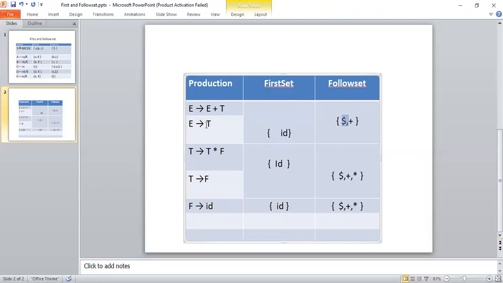And according to this, follow of T is equal to follow of E. So for T, directly copy the follow of E value. So dollar and plus I copied, and according to this, follow of T is equal to star. Star followed by T, over. Now according to this, follow of F is equal to follow of T. What is the follow of T? The same value is copied to follow of F. So like that, we can consider first and follow sets.